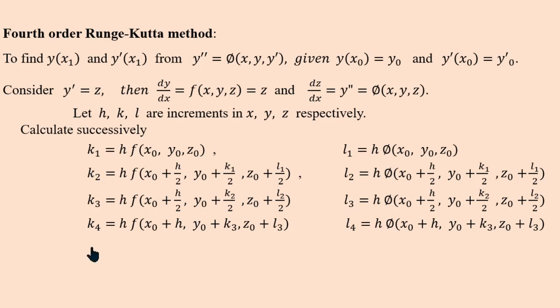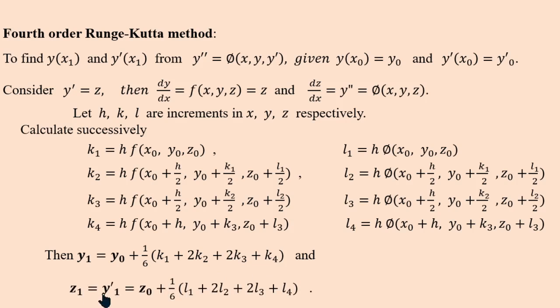After finding these k values and L values, substitute in the formula, that is y1 is y naught plus 1 by 6 of k1 plus 2 k2 plus 2 k3 plus k4, and similarly y1 dash, that is z1, y1 dash is z naught plus 1 by 6 of L1 plus 2 L2 plus 2 L3 plus L4.